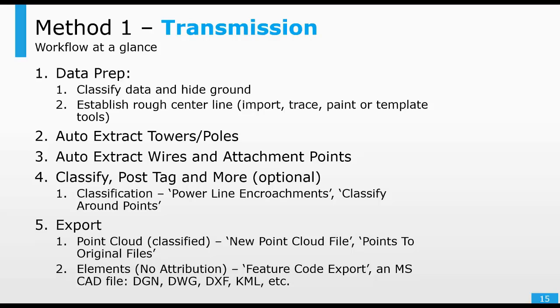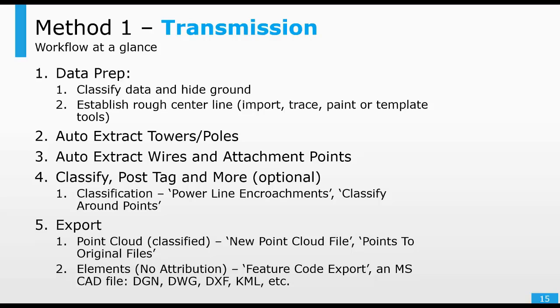All right, so real quickly, this is just a glance at method 1, and for those of you who are familiar with the transmission space, the idea is that we are gathering the towers first. So you're essentially creating a tower string. There's obviously a little bit of prep work involved with the data. It's recommended, but the core of it is locating those towers, whether it's automatically or you're clicking on the towers, and then you go into a wire extraction routine, which is fairly automated for transmission lines.